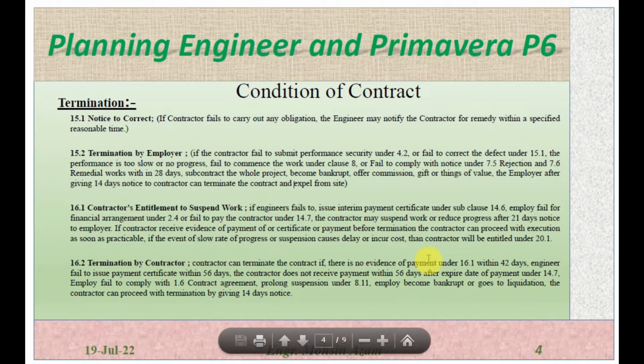So as it's written here, under 16.1, if there is no evidence or the engineer failed to issue the payment certificate within 56 days, or the contractor does not receive payment within 56 days after the expiry of the payment, or the employer failed to comply under 1.6 contract agreement. So 1.6, if the employer did not finalize the agreement with the contractor, or if the suspension is prolonged under subclause 8.11, or if the employer becomes bankrupt or goes into liquidation or offers any commission, the contractor can proceed with the termination by giving 14 days notice.